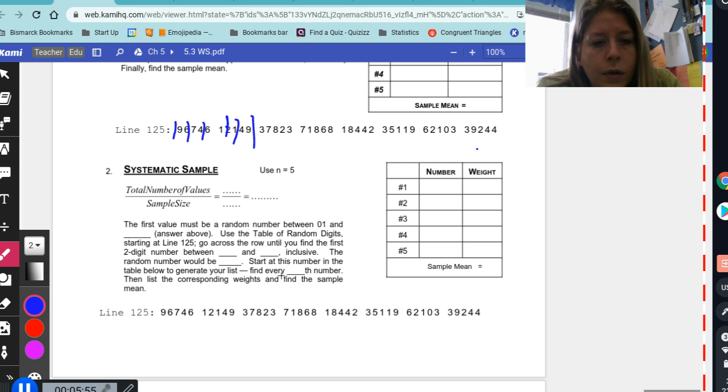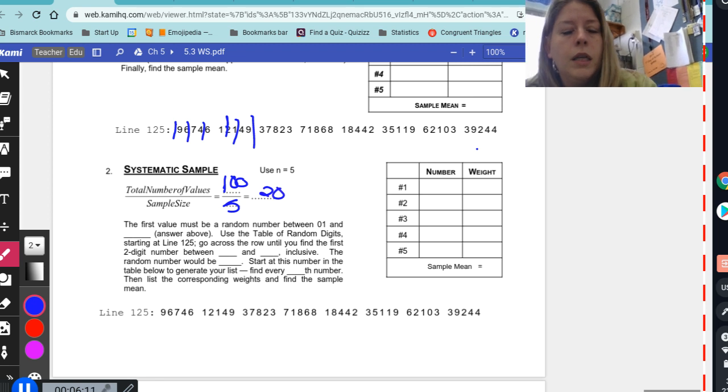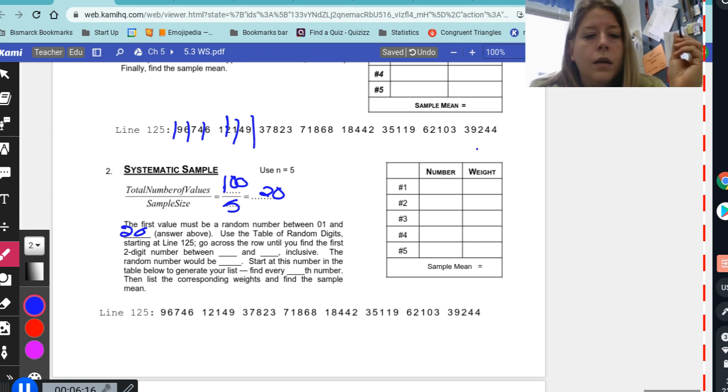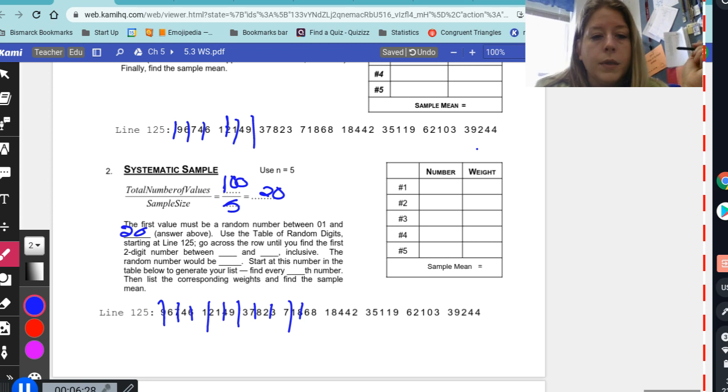Does it tell us how much to go up? Digit number between 0 and 99 inclusive. The random number would be... nope, I missed something. Total number of values 100. Sample size 5. 20. So the first value must be a number between 1 and 20. And then we're going to find the first two-digit number that's less than 20. Okay, looks like 18 is our winner.